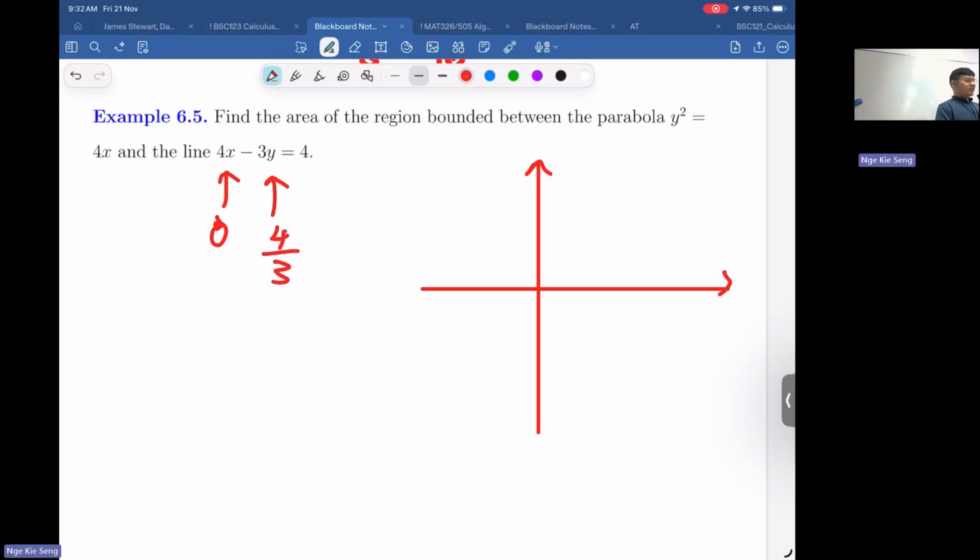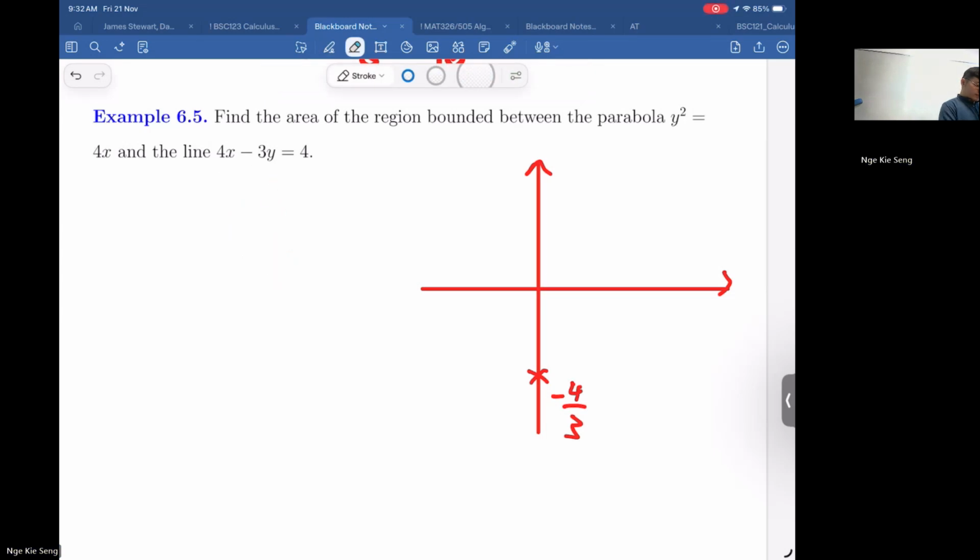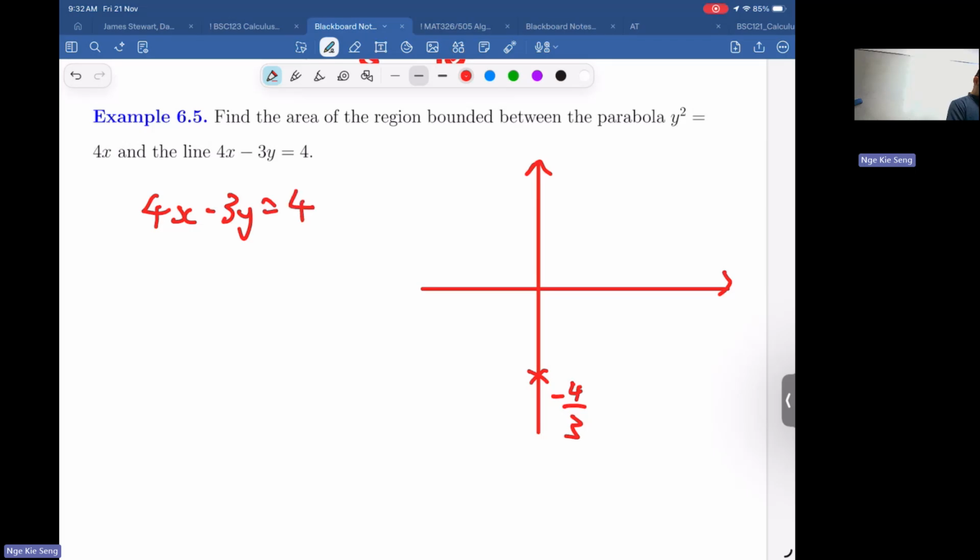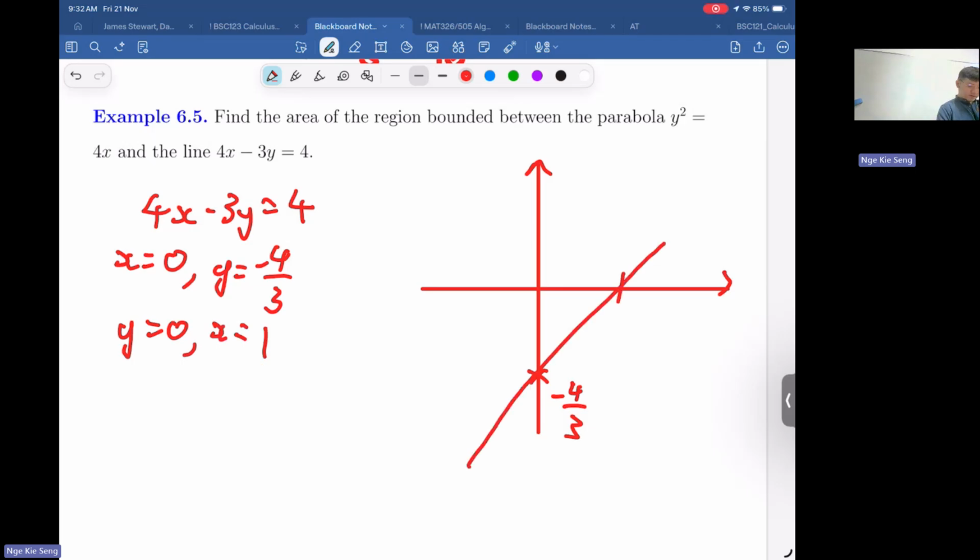4 over 3? Minus, good. So minus 4 over 3. Okay, so you intercept at minus 4 over 3. And then what's your x-intercept? When y equals 0. So for 4x minus 3y equals 4, if x equals 0, y equals minus 4 over 3. So if y equals 0, you get x equals 1. Okay, so this is your line.